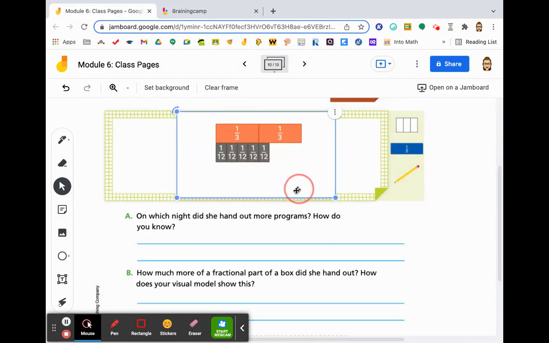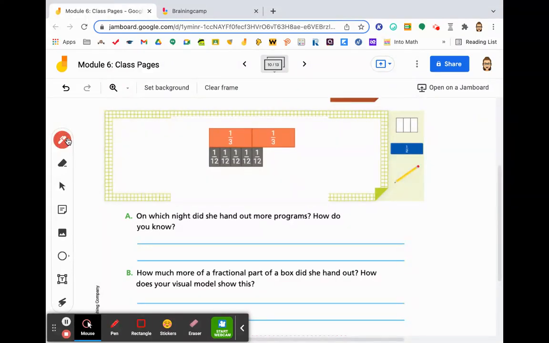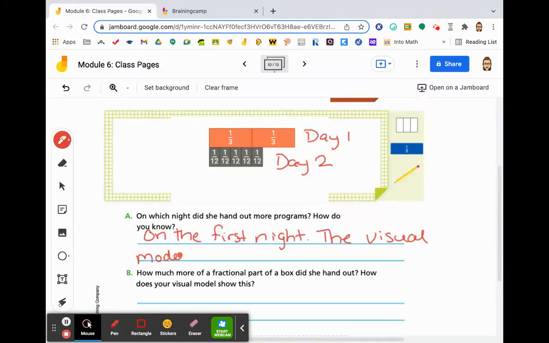So then it says, on which night did she hand out more programs and how do you know? Well, if this is day 1 and this is day 2, she's going to hand out more on the first night, because the visual model shows 2/3 is larger than 5/12.